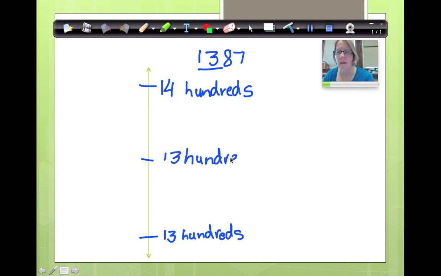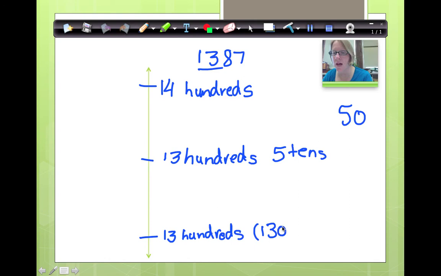Now wait a minute. What is 50? How many tens is that? That would be 5 tens, right? Now off to the side I can show you that this is 1300. Up here would be 1400. And right here we have 1350.